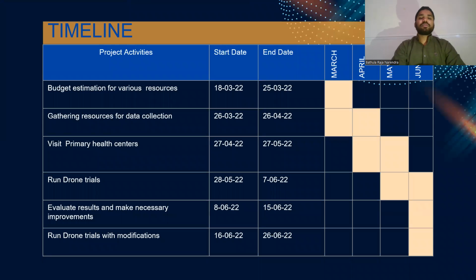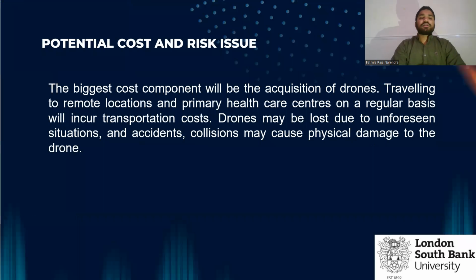This is the timeline for the project, taking 2, 3, 4 months, and the potential cost and risk issues. The biggest cost component will be the acquisition of the drones. Traveling to the remote locations and primary health care centers on a regular basis will incur transportation costs. Drones may be lost due to unfortunate situations, and collisions may occur, causing physical damage to the drones.